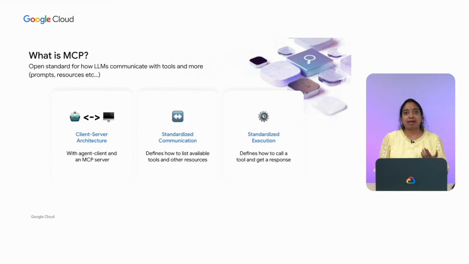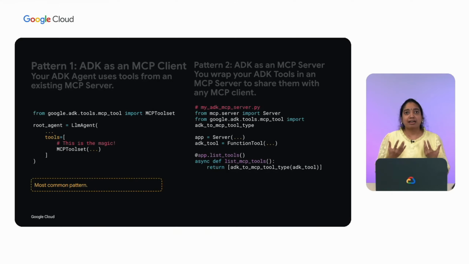ADK integrates with MCP using a standard producer-consumer pattern. As an MCP client consumer, your ADK agent connects to an existing MCP server to instantly access external tools like databases or APIs, and it can be streamlined through a single class like MCPToolset. By simply adding it to your agent's tool list, it automatically handles connection, discovery, and execution behind the scenes. There is no complex setup. Just instantiate this class, and your agent instantly gains full access to the server's remote capabilities.